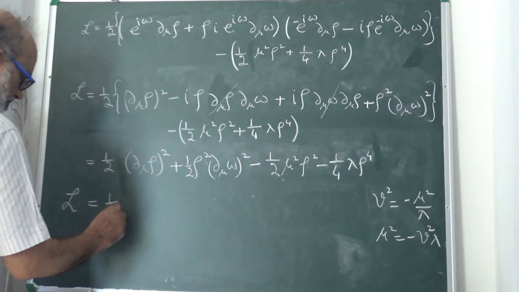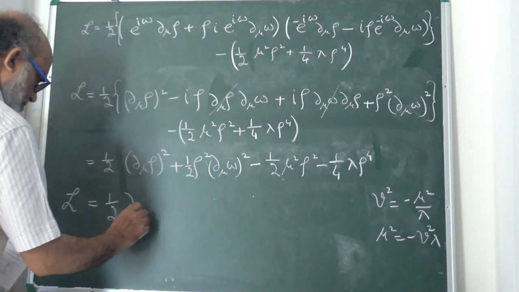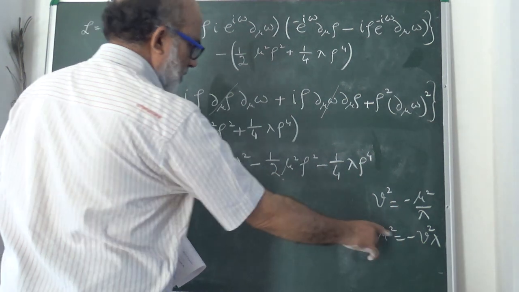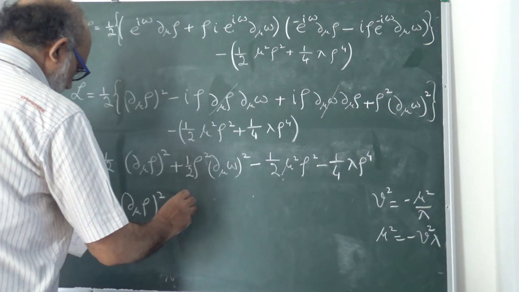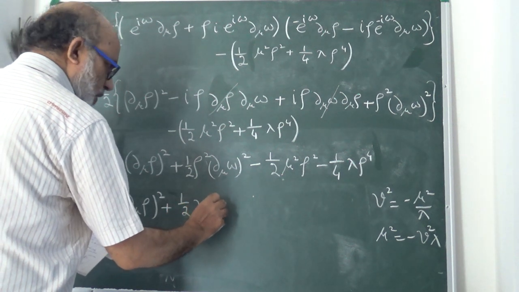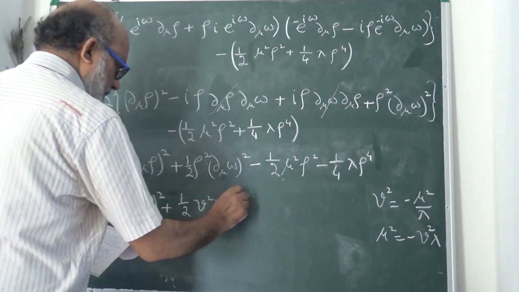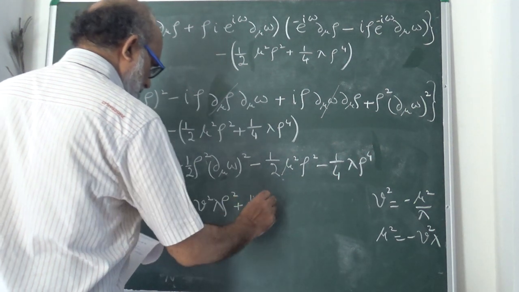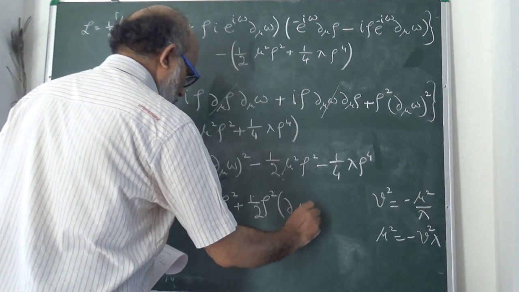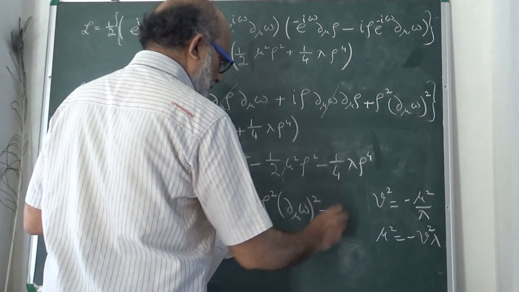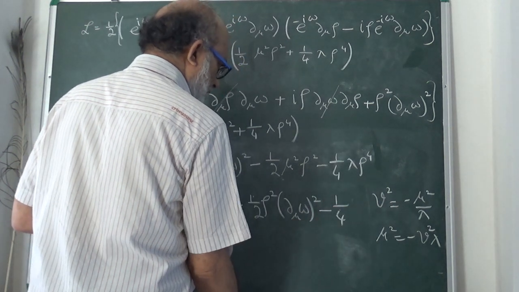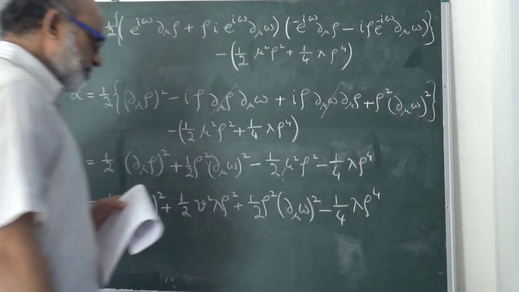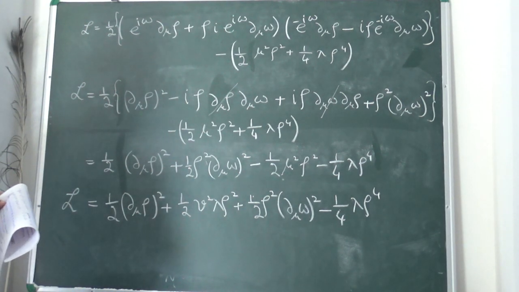this Lagrangian now becomes. Now instead of mu square, write minus v square lambda. So this much means v square lambda, plus this will be 1 by 2 v square lambda rho square, plus this factor, plus 1 by 2 rho square del mu omega square. And then the last part, 1 by 4 lambda rho to the power 4, lambda.